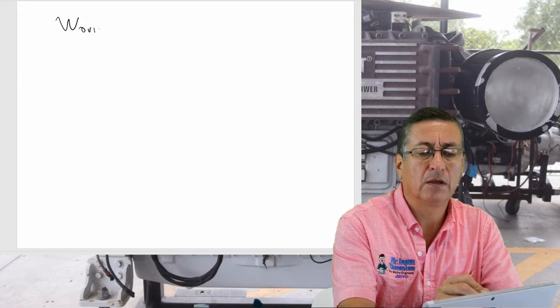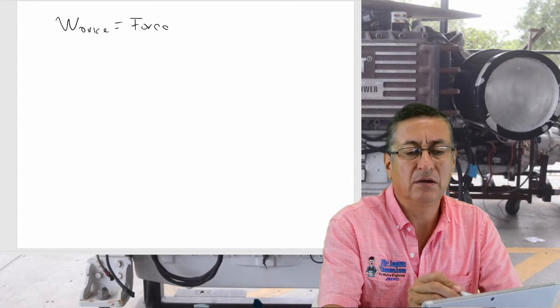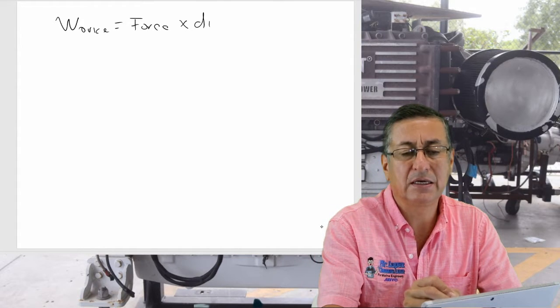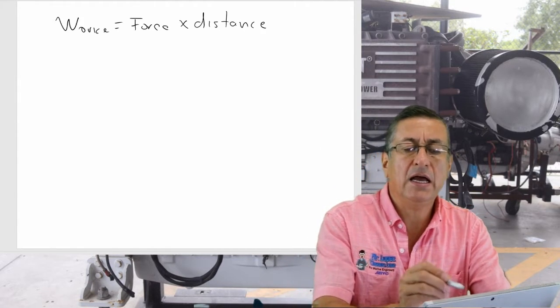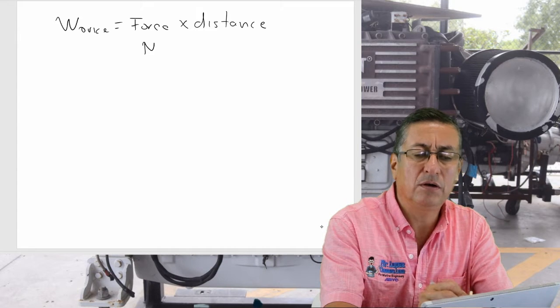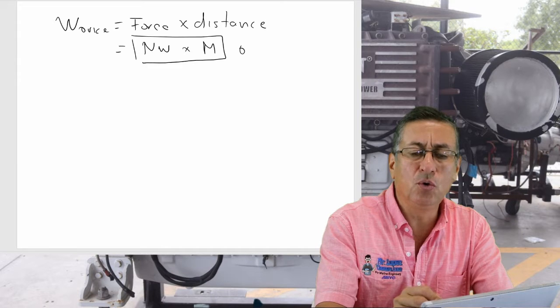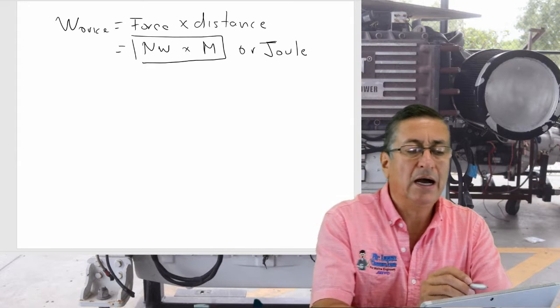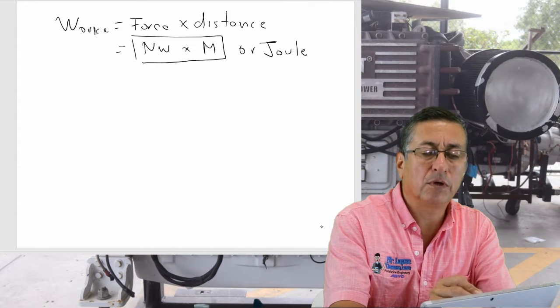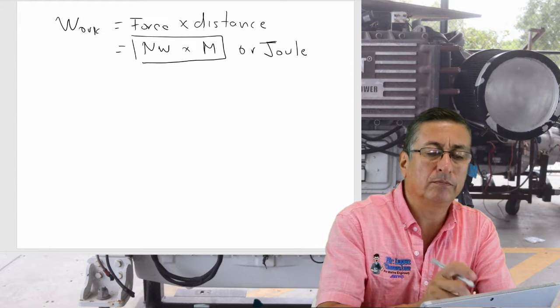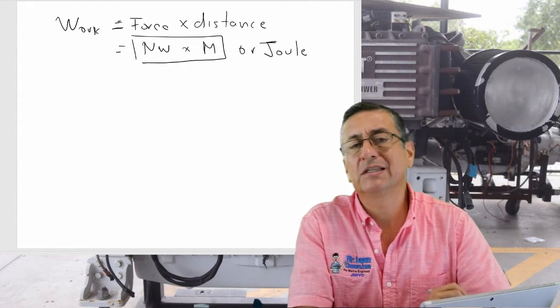Work is the force applied to an object during a distance. It is force times distance. And the unit is Newton meter, or joule. The other name for Newton meter is joule. This is work. Work is force times distance.